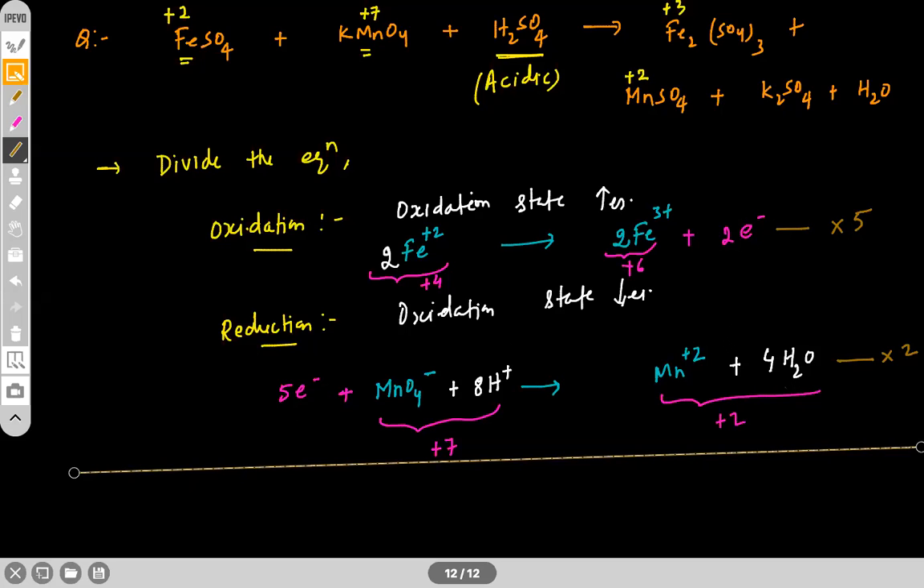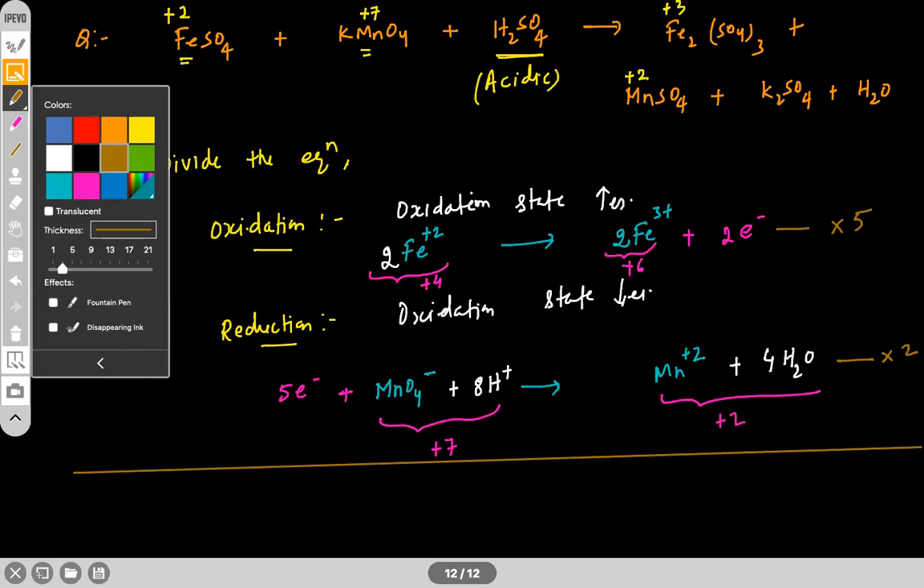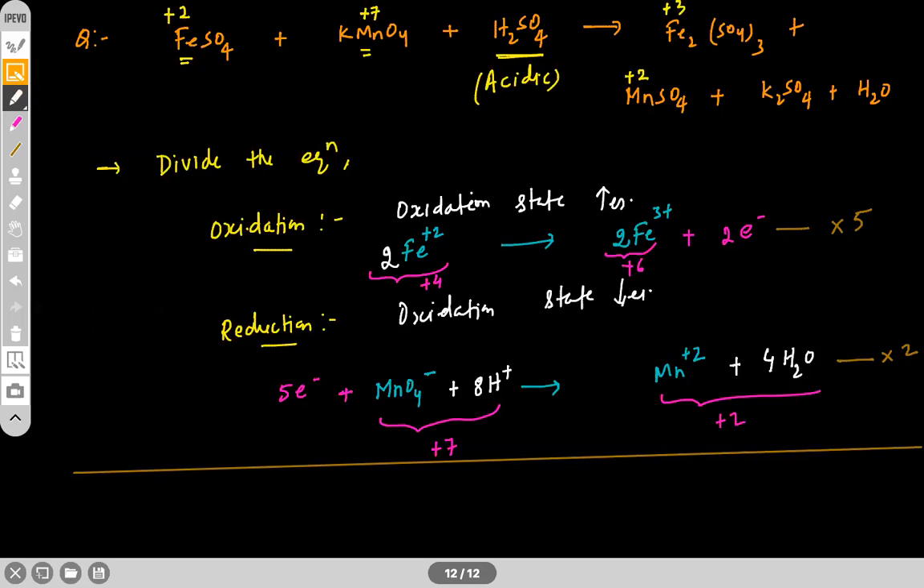Continue. Clear? Okay. Now the last step, listen to this very carefully. The last step, what do we do? The last step is, we just write down everything.